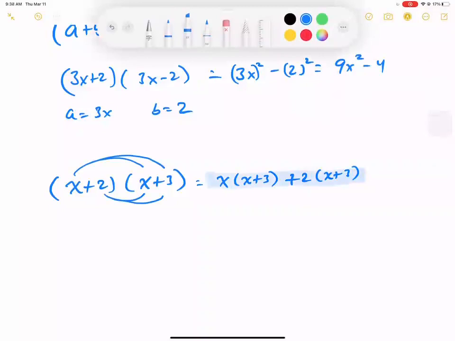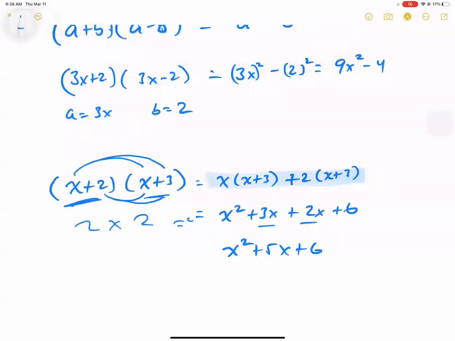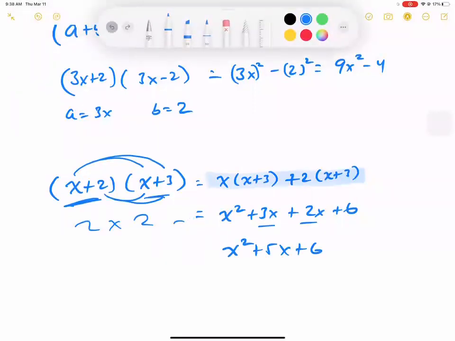But this is what is going on in my brain. We end up with x times x is x squared, x times 3 is 3x, 2 times x is 2x, and 2 times 3 is 6. Having like terms, we say x squared plus 5x plus 6. And this isn't hard to do because there's only 4 terms I'm writing. 2 times 2 is 4, right? I have 4 terms I'm going to write out. But I want to give you guys a special skill, a secret.